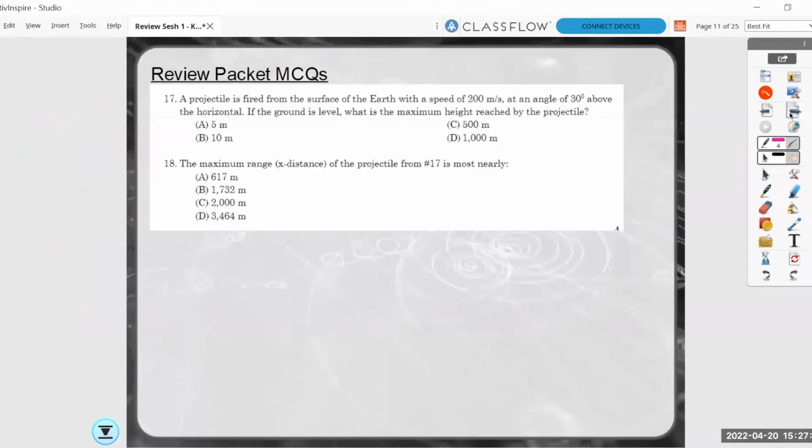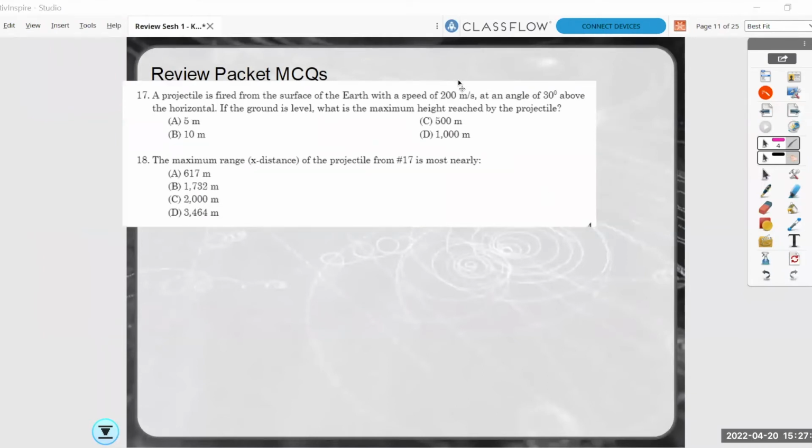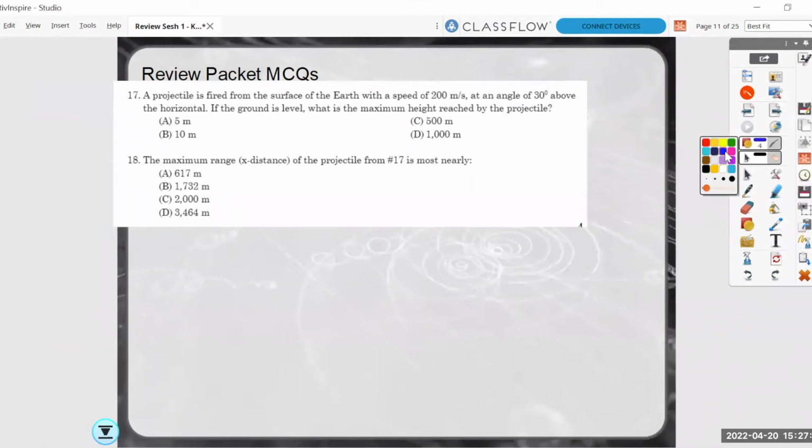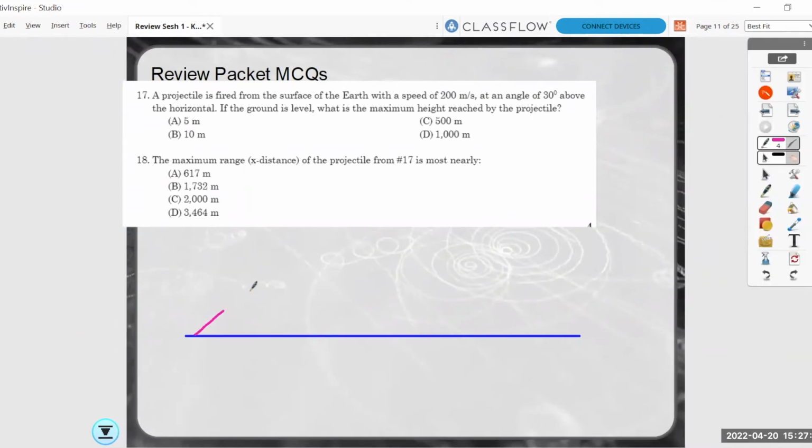All right. Last two in this section. Let's take a look at this. This is a projectile motion question in two parts, so let's go ahead and draw it out. Again, I always suggest you draw things out. It's really helpful. Here we've got a projectile fired from the surface of the Earth at 200 meters per second, an initial velocity of 200 meters per second at an angle of 30 degrees. It says the ground is level, and what that means is it goes up and comes back down to the same height. The first question it wants us to figure out is, what is the maximum height reached by the projectile?